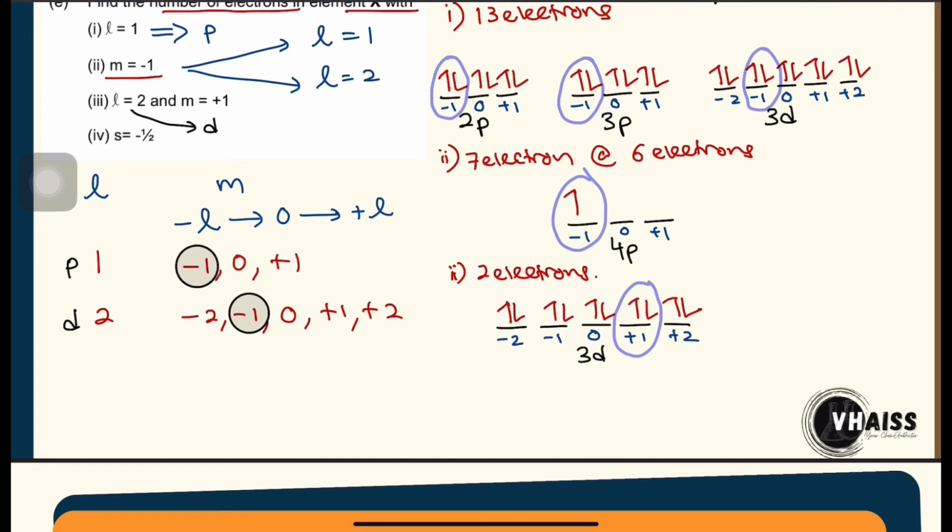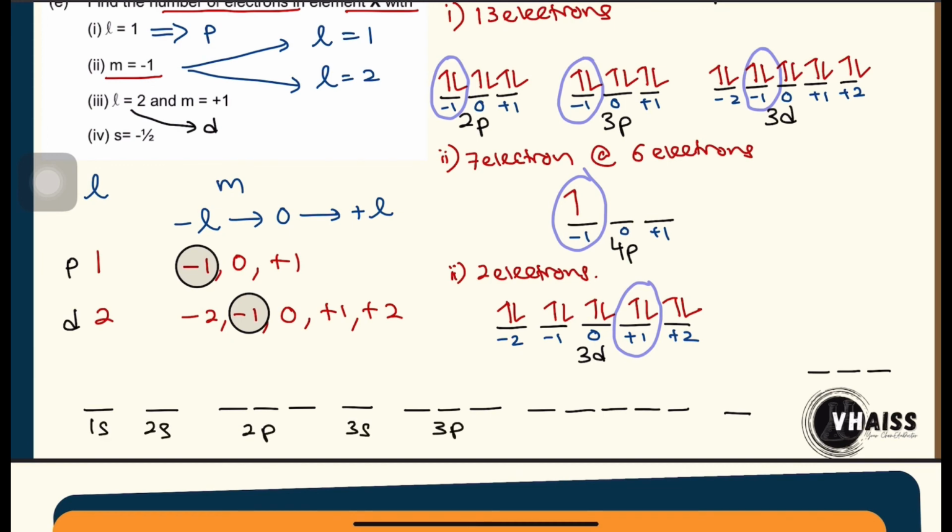So let's draw the orbital diagram for the full electronic configuration, beginning with 1s, 2s, 2p, 3s, 3p, 3d, 4s, and 4p. I'll just put it at the side here. Okay, so label them 1s, 2s, 2p, 3s, 3p, 3d, 4s, and 4p. Right? So I'm going to fill them up with electrons. So these are all fully filled.